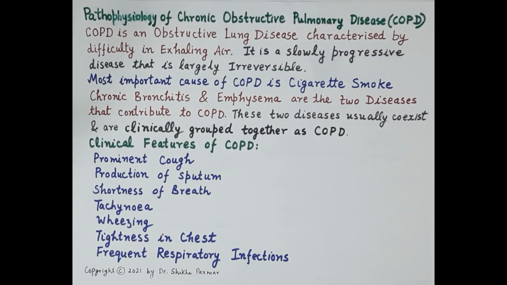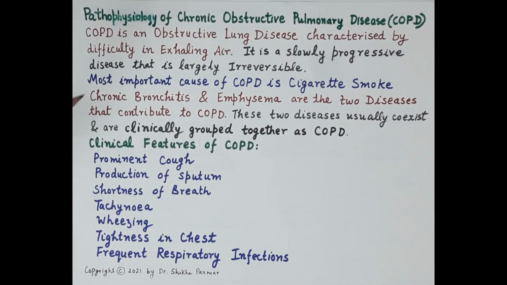Hello students, today we are going to study pathophysiology and clinical symptoms of chronic obstructive pulmonary disease, in short COPD. Chronic obstructive pulmonary disease is an obstructive lung disease which is characterized by difficulty in exhaling air. It is a slowly progressive disease that is largely irreversible. The most important cause of COPD is cigarette smoke.